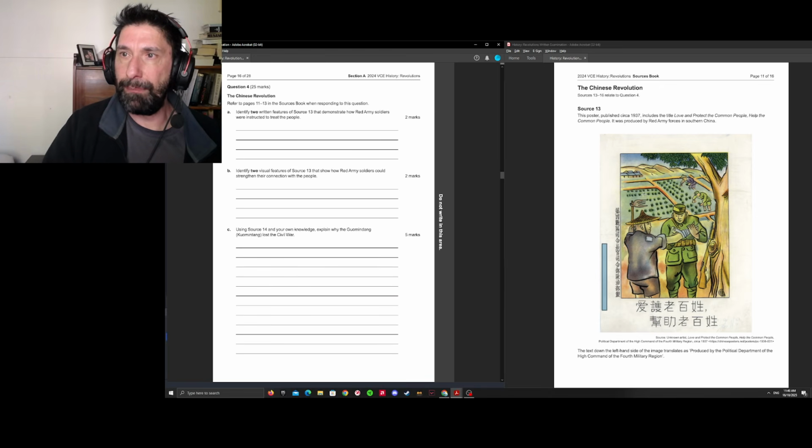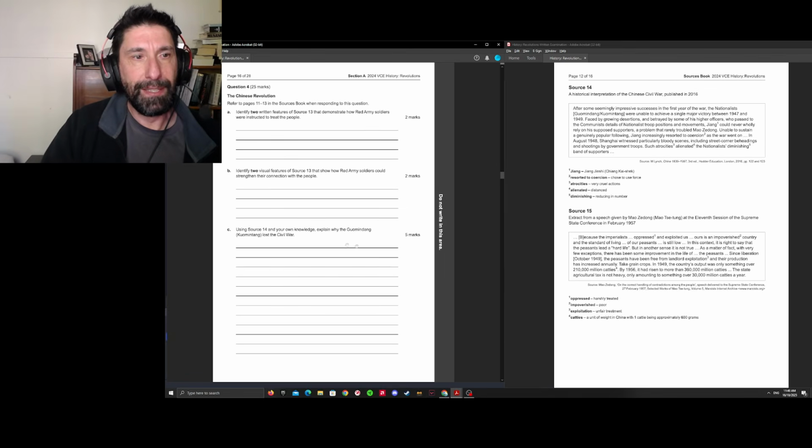So let's turn over the page here to source 14. Just take note, the examiners have put, here's the pinyin, Kuomintang. That's how Kuomintang is written in pinyin. And then this is the Wade-Giles, the old transcription or translation. That's how it used to be written in Latin script in English. That's how we used to translate it many, many decades ago.